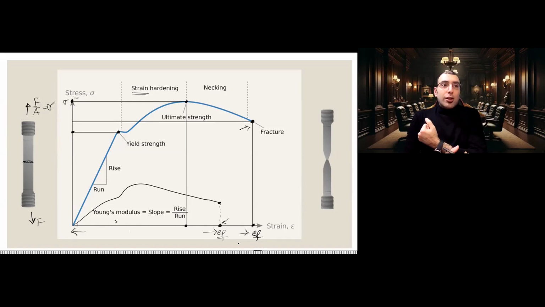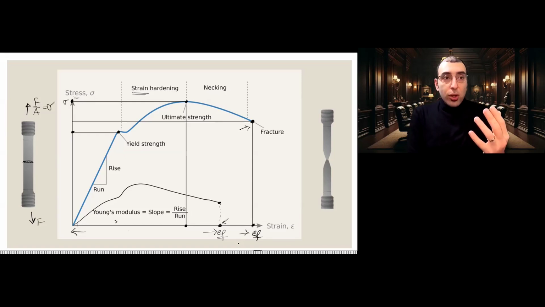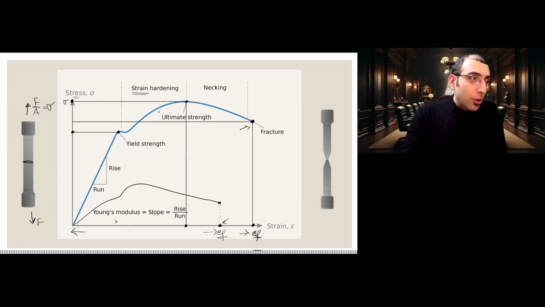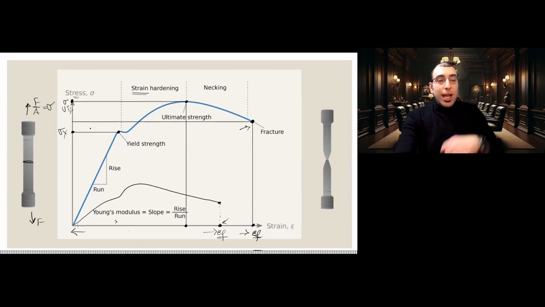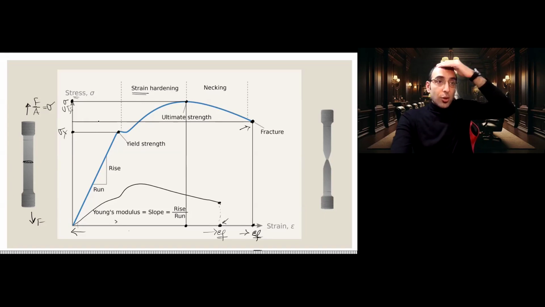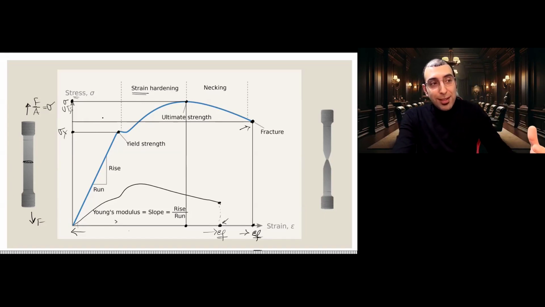Now we have another concept that is called toughness, which is different than strength. Strength, as we said, has to do with stress. So when you say yield strength, it means the stress at the yield point. Ultimate strength means stress at the ultimate tensile stress point. So that's your UTS. So strength has to do with stress.